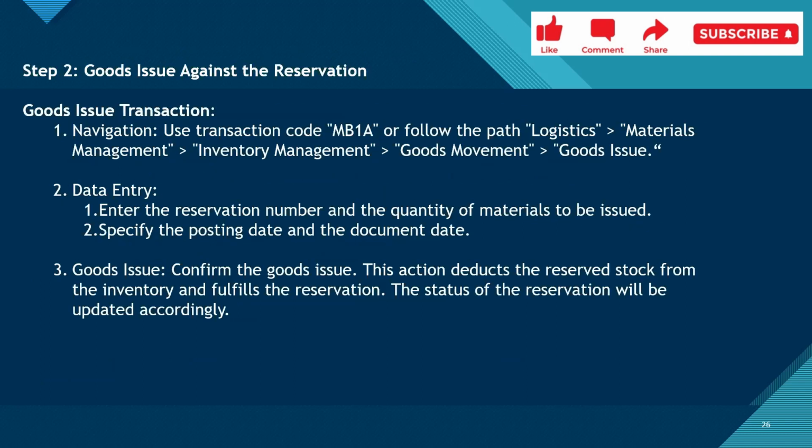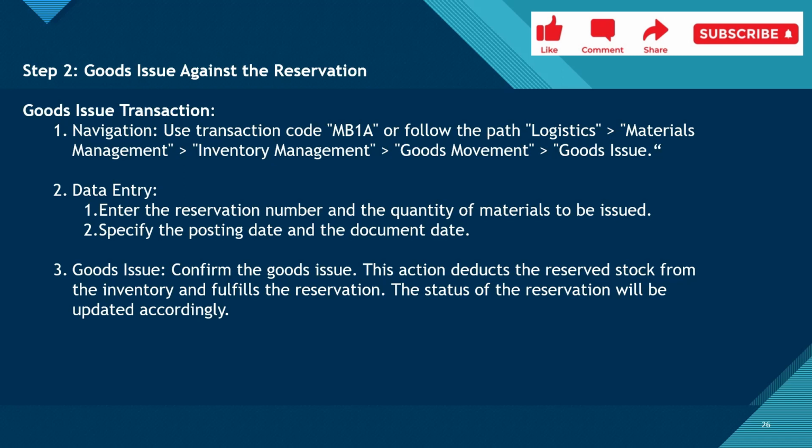Now, goods issue, again we can go to goods movement, goods issue. If I have to issue for a cost center, I go to MB1A, or I go to logistics, materials management, inventory management, goods movement, and goods issue. I enter the reservation number, and the cost center is already tagged because I tagged the cost center when I created the reservation, and I will issue it. So with goods issue against the reservation, the material or stocks will be issued to the cost center.